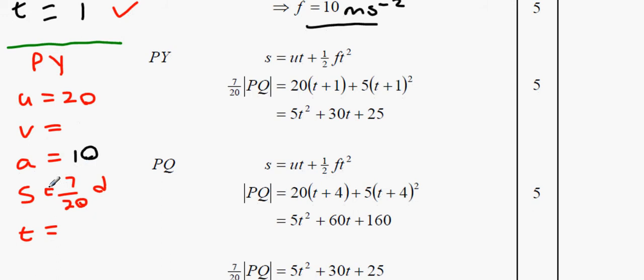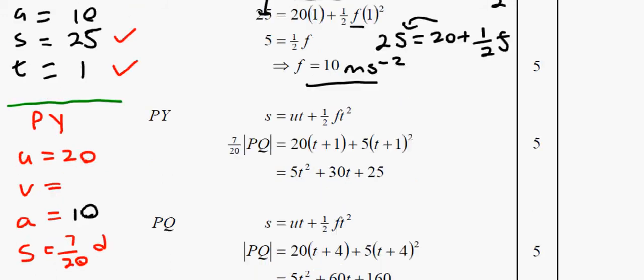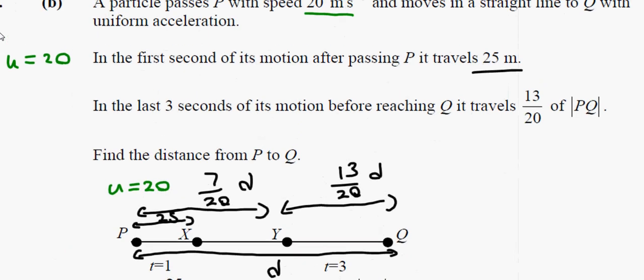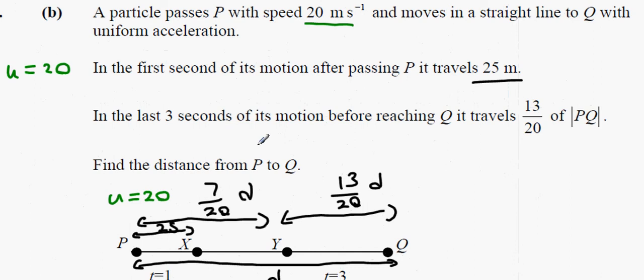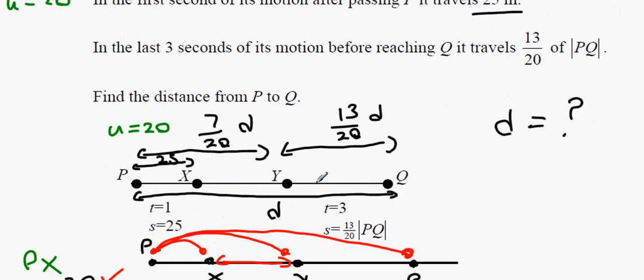Now, if we reread the question, we need to find the distance from P to Q. We need to find the whole distance. We need to find out what D is in total, the full distance D. In order to do this, we have to find out the total time. We know Y to Q is t equals 3 seconds. We know P to X is t equals 1 second. We need to do X to Y. So let's call X to Y t. So we have no idea what t is.